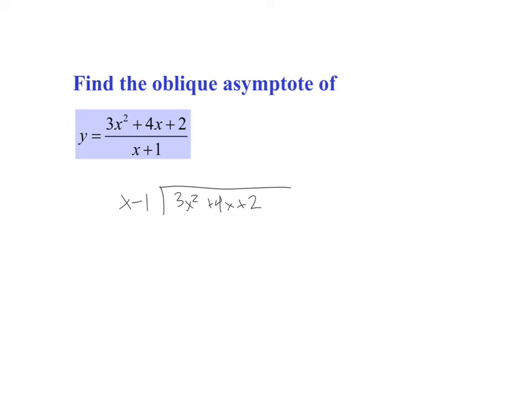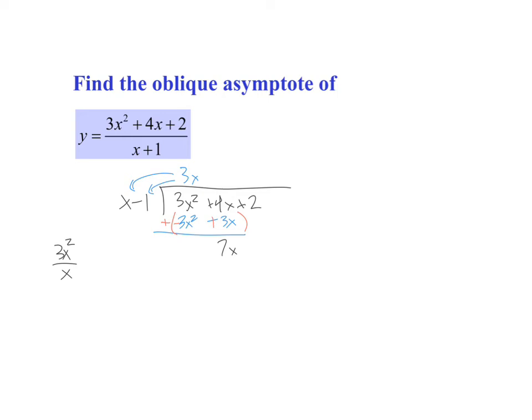So again, our first step, we just got to worry about 3x squared divided by x. So that'll give us 3x as our answer. FOIL that out. So 3x times x would be 3x squared. 3x times negative 1 would be negative 3x. And then we want to subtract all of this. So let's change our signs. So that would give us 0, and then we'd have 7x left over.